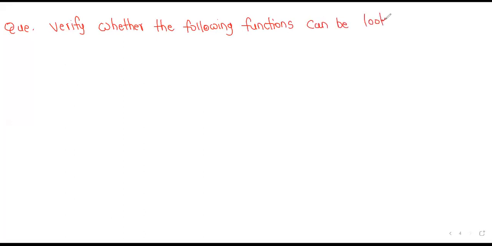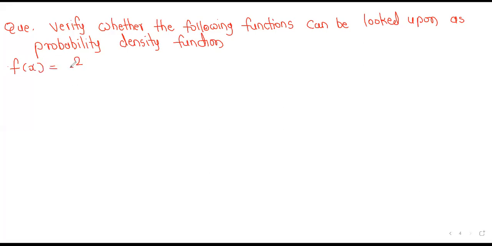verify whether the following functions can be looked upon as probability density function. So first example is given to us as f of x is equal to 2 upon 9 x into 2 minus x by 2, and the condition is 0 is less than or equal to x less than or equal to 3.